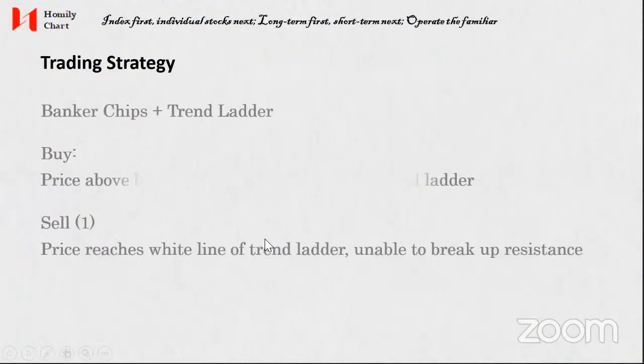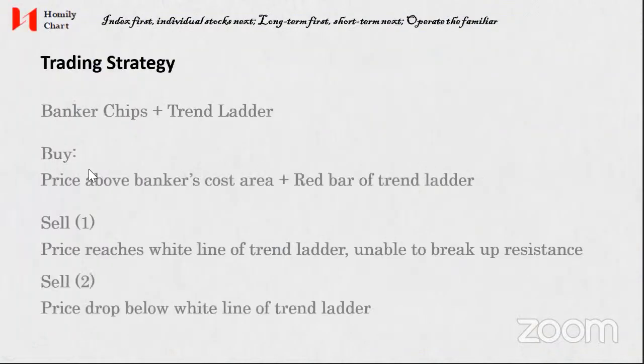Okay, so the trading strategies based on the banker chips, we always need to combine with the trend indicator. So banker chips plus trend ladder. Firstly, we need the price above the banker's cost area. If the price is above the banker's cost area, and then we have a red bar of trend ladder, you can buy.